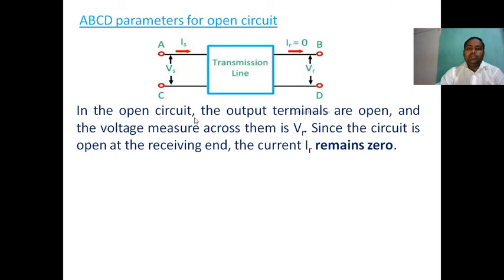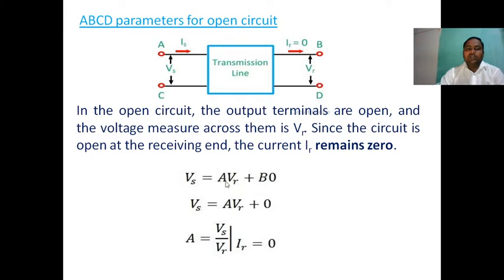In the open circuit, the output terminals are open and the voltage measured across them is VR. Since the circuit is open at the receiving end, the current IR remains zero because the no load condition does not draw any current. Definitely IR is equal to 0.